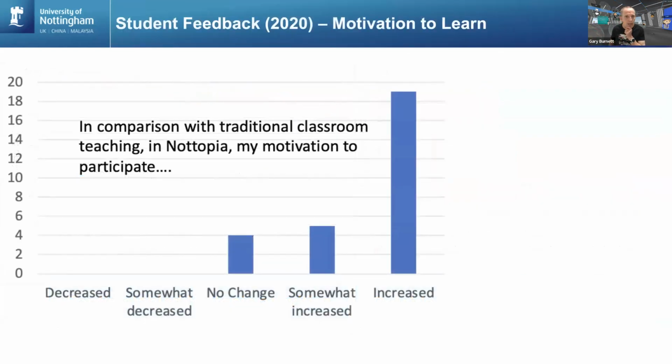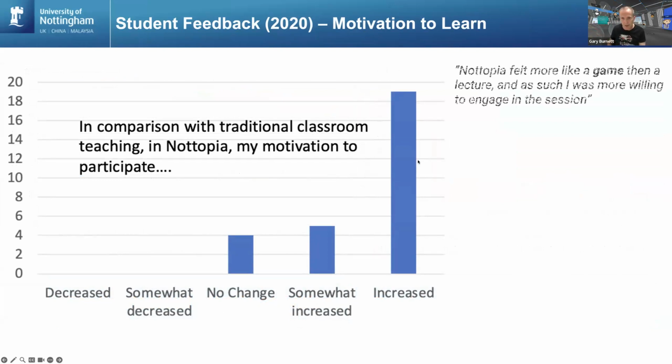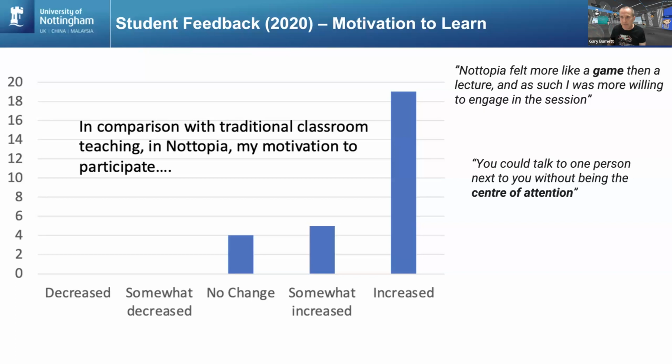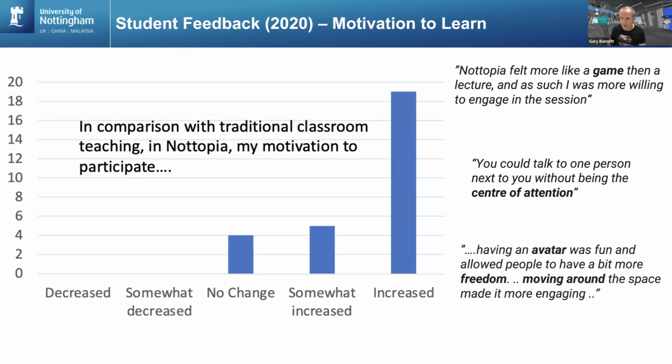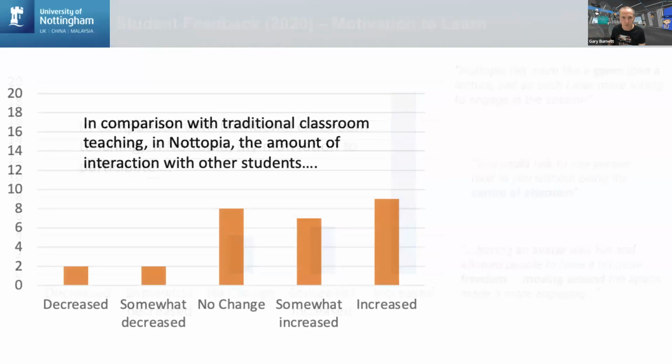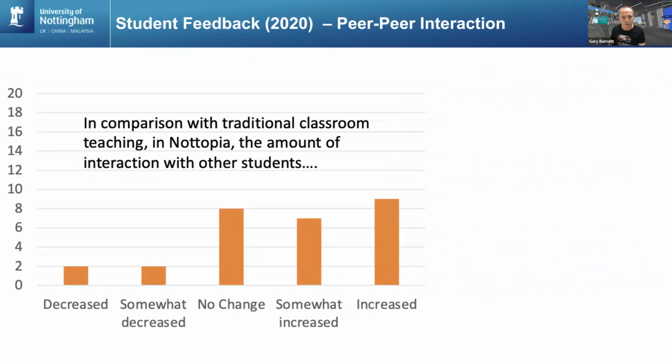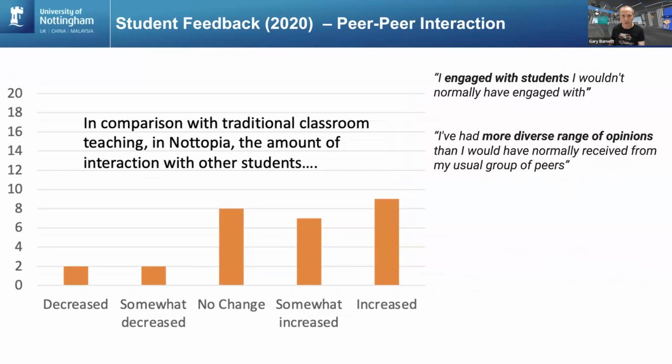Okay, this is based on the 2020 survey, in relation to traditional classroom teaching. These students believed that their motivation was very high. A lot of different things came out from quotes in interviews and the open questions. This sense of not feeling the center of attention was really interesting. The freedom of being an avatar was also very interesting. There was also an increase in interaction with other students, in relation to the traditional classroom. I thought some of these things were really interesting.